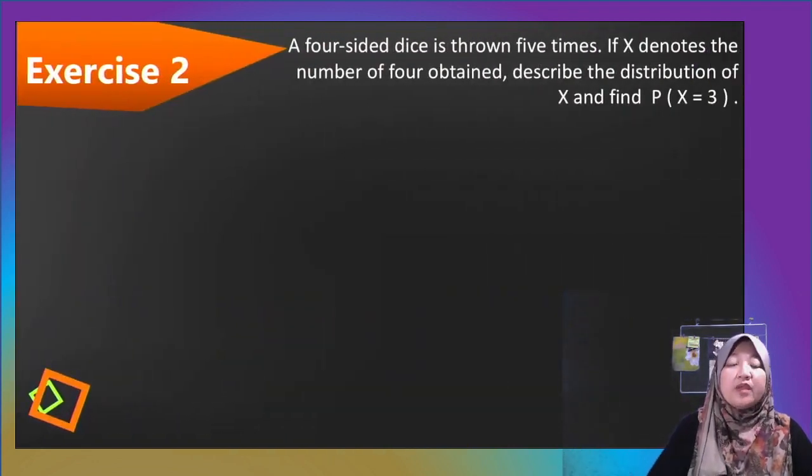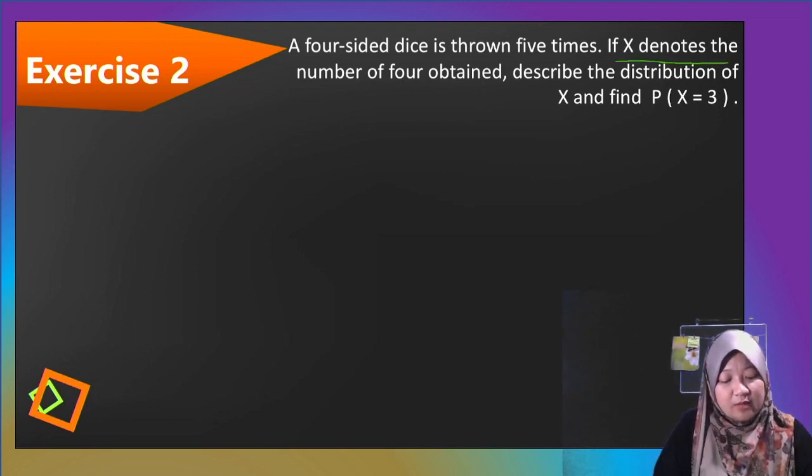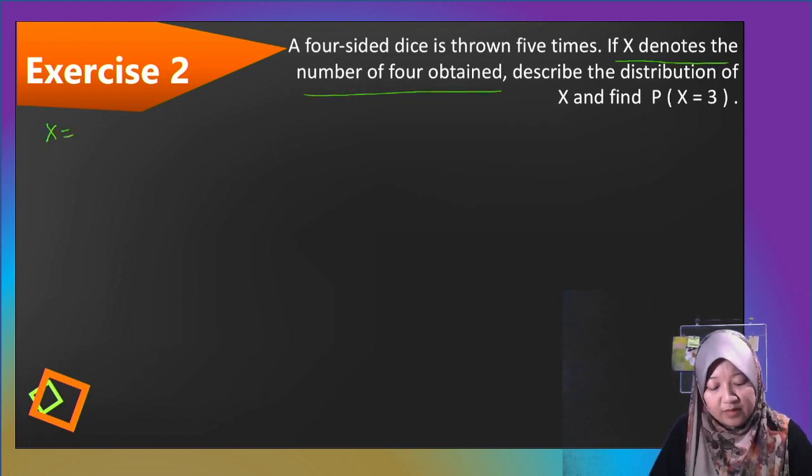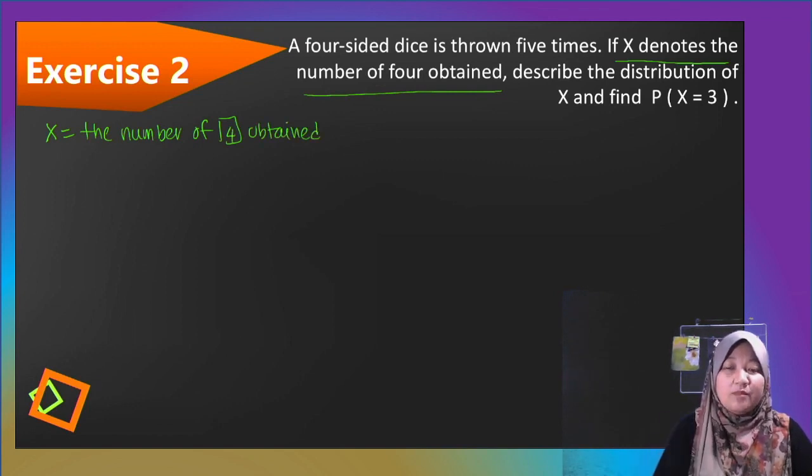Next exercise. A four-sided dice is thrown 5 times. If x denotes the number of 4 obtained, describe the distribution of x and find probability x equal to 3. Okay, first describe the distribution. So, dalam soalan ni dia mention x denote the number of 4 obtained. So, kita tulis x about the number of 4 obtained. Okay, apa-apa kita tulis dulu. Apa x yang kita nak cari? Mesti tulis x apa? X tu mestilah successful event yang dia sebut. Okay. Apa yang dia mention dalam soalan tu adalah success event. So, kita tulis dulu. Okay, tulis dulu macam ni.